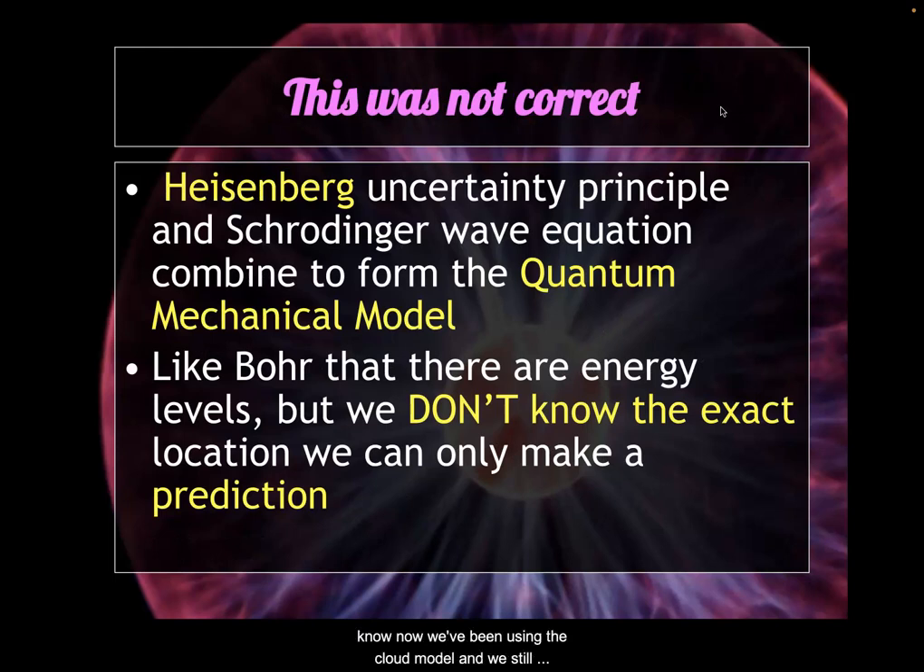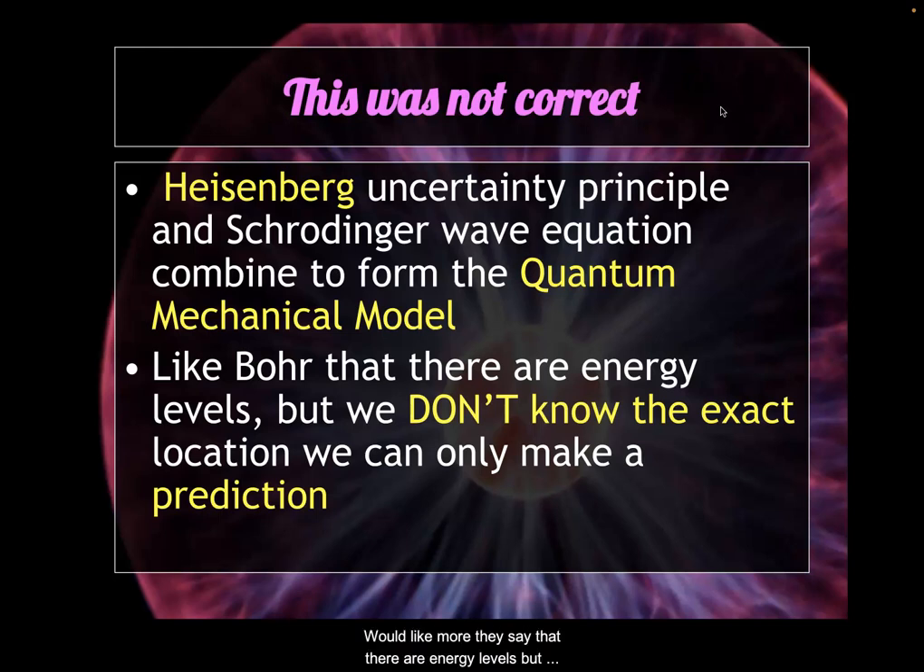As we know now, we've been using the cloud model, and we still kind of use this idea of orbitals, and that's where an electron will be. But really, two people kind of come up with this model that we use now, and we combine them to say here now we use what was called the quantum mechanical model to describe an atom. So we put together the Heisenberg uncertainty principle and the Schrodinger wave equation, and we call them now our quantum mechanical model, which is how we describe the real model of an atom now.